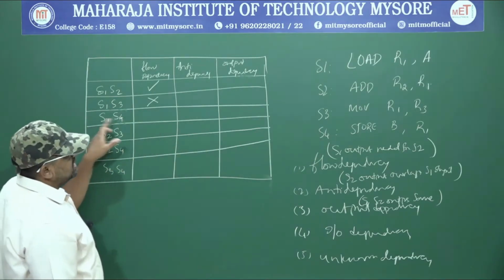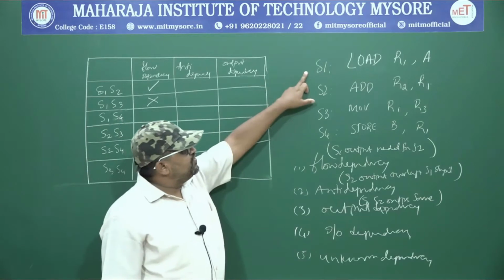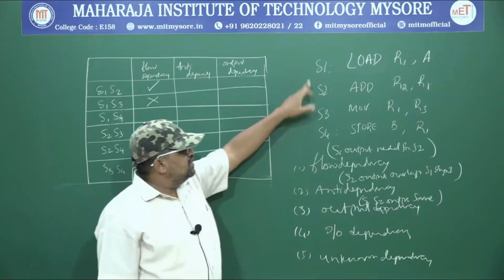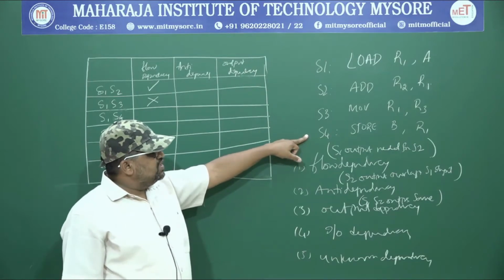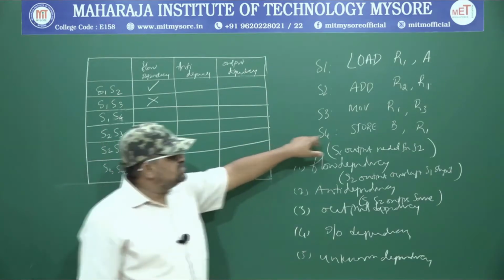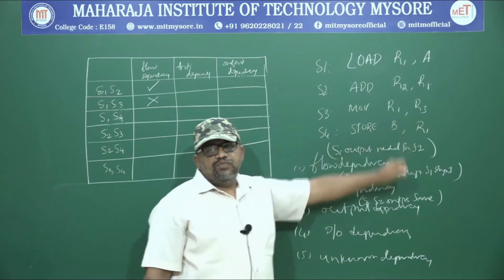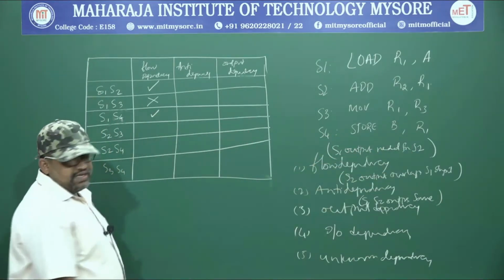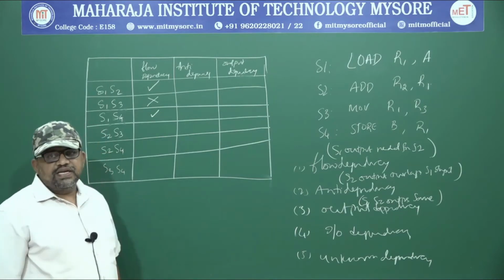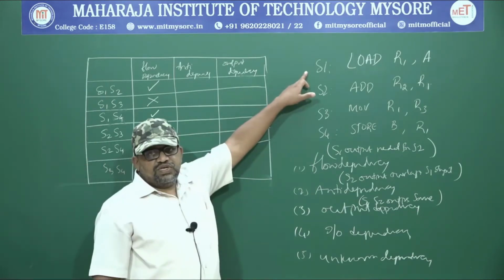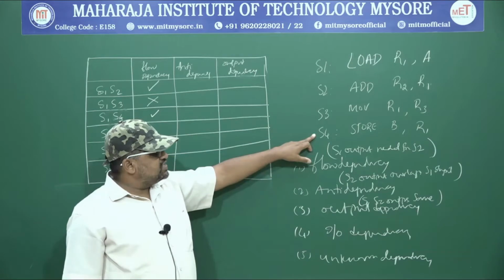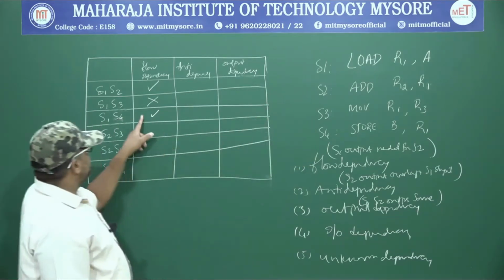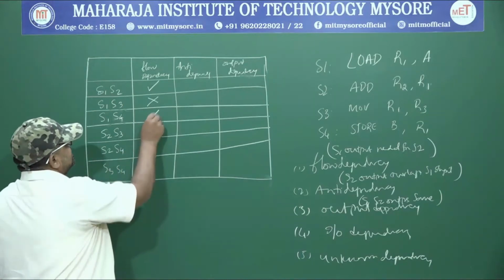Again S1 and S4. Now what is the output of S1? The output of S1 is R1. What is the input for S4? The input for S4 is R1. So there is going to be a relation here, because the output of S1 is R1 and the input for S4 is R1. So output, input. So I am going to put a yes here, a tick mark.